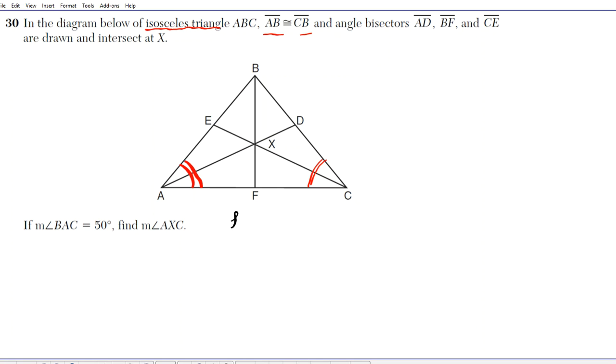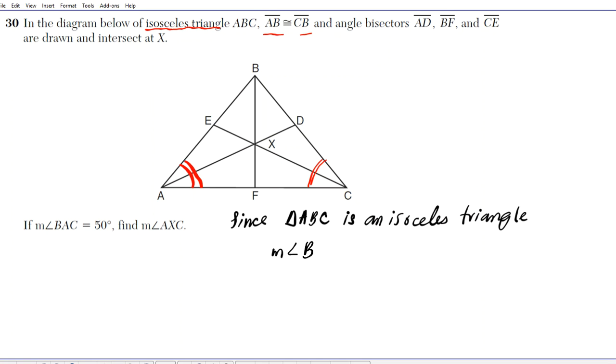Since triangle ABC is an isosceles triangle, the measure of angle BAC is going to be equal to the measure of angle BCA. Those are the base angles of our isosceles triangle. Now, why are we focusing our attention on those two angles? Well, what we know is that the measure of one of the base angles, BAC, is 50 degrees.